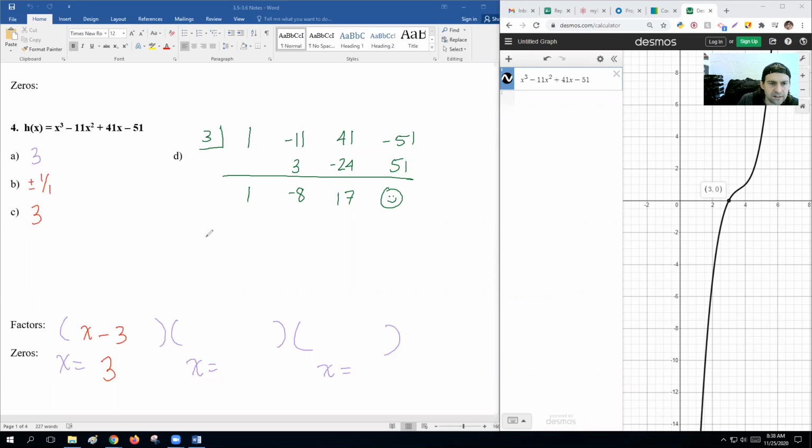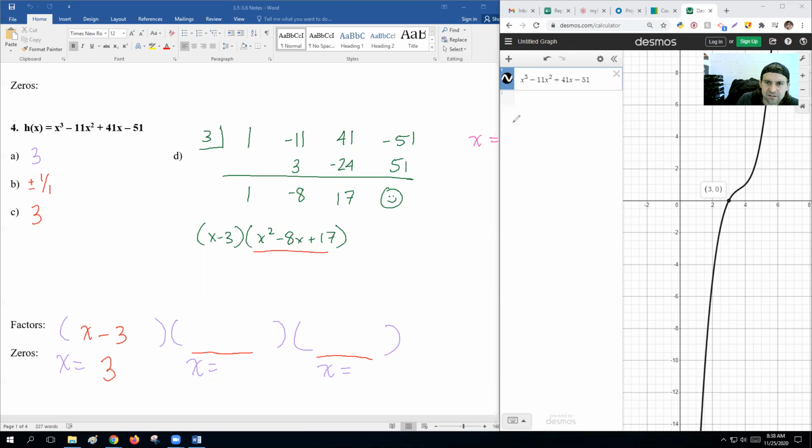All right, so we would get a problem here. This would be an x minus 3 times 1x squared minus 8x plus 17. So the next question is, okay, how can we turn this into two things multiplied together? Well, we try to factor it. What two numbers multiplied give you 17, add to get negative 8, doesn't work out. So we got to do the quadratic formula.